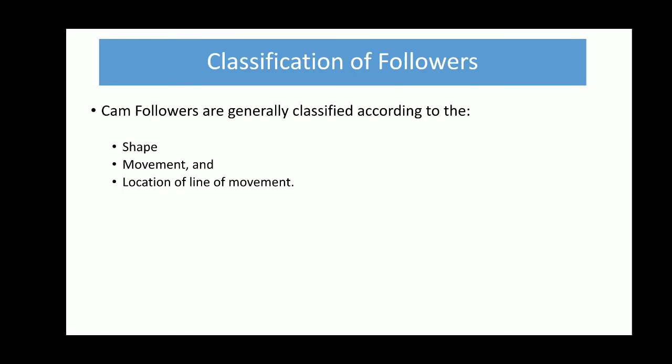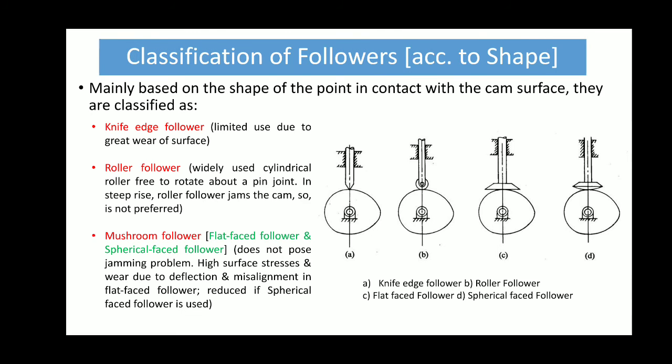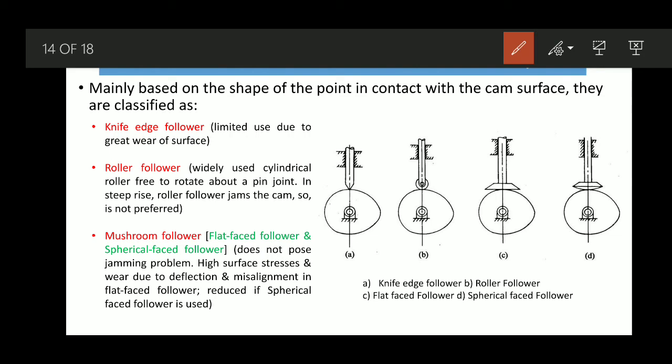Similarly, we can classify the followers based on shape, movement, and location of the line of movement. Shape and movement you already know. So, classification of follower according to shape is mainly based on the shape of the point which is in contact with the cam surface. We can have knife edge follower, where you can see this is the follower. This edge looks like a knife edge, so that's why it is known as knife edge follower. Similarly, sometimes we can have a roller at the end which is in contact with the cam, so those are known as the roller follower.